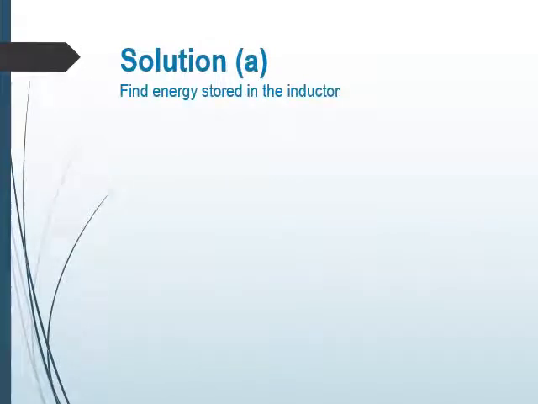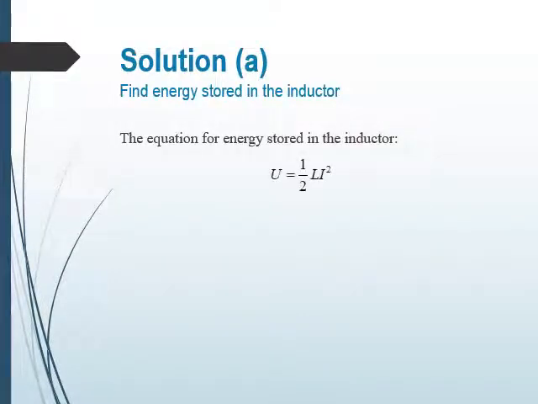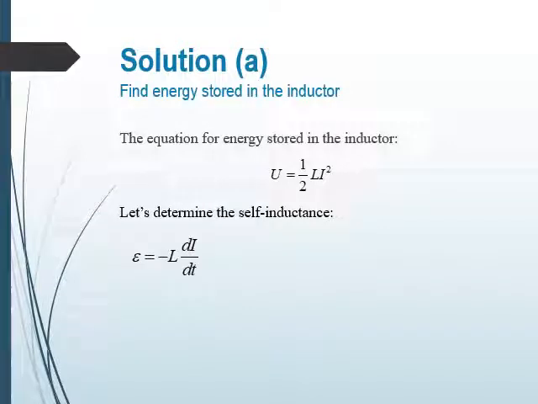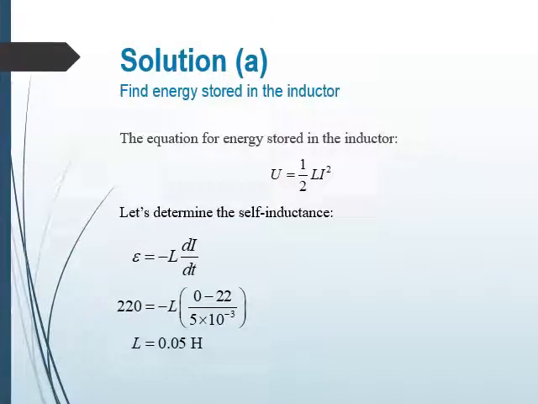To find the energy stored in the inductor, let's apply the equation for energy stored in the inductor. U equals 1 over 2 L i squared. Now we have I already, but we don't have L. However, we do have the EMF. So let us calculate the self-inductance by using the EMF given. EMF equals negative L di over dt. Substitute the values into the equations. Self-inductance is equal to 0.05 Henry.